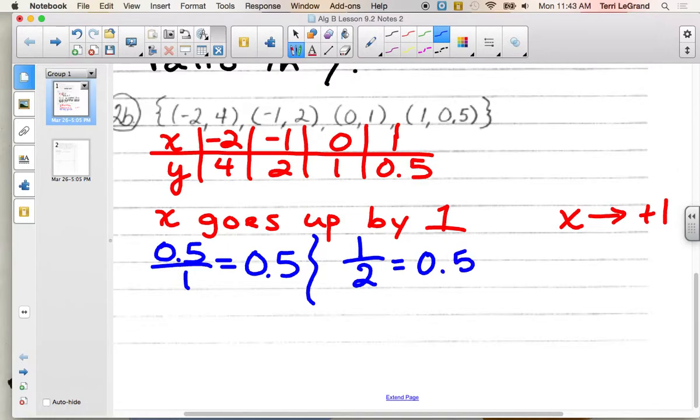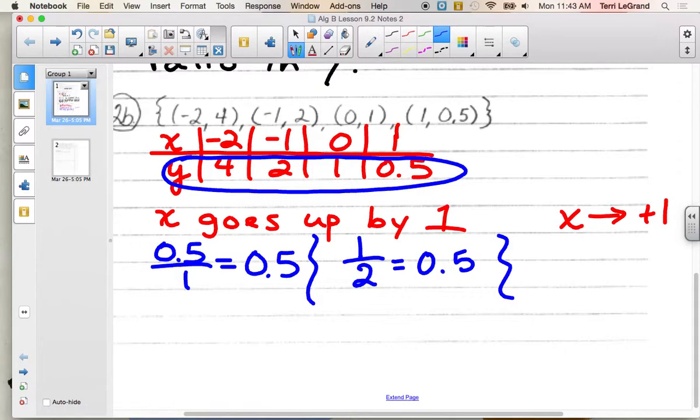Hold on, did we miss 0 divided by 1? No, we're in the y's. We're doing the y's right now. The y is what we do the ratio part for. And now we're going to do the 2 divided by the 4. Remember, we're just doing what we did with geometric sequences. And 2 divided by 4 happens to be 1/2, which also is the same as 0.5. So do we have an exponential function? Yes, we do.